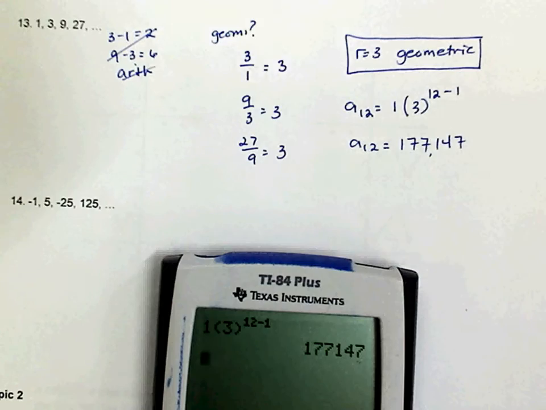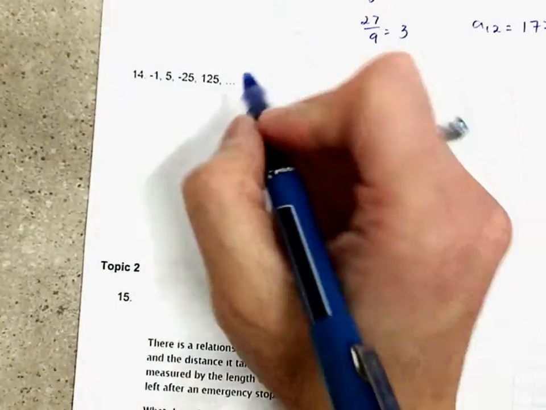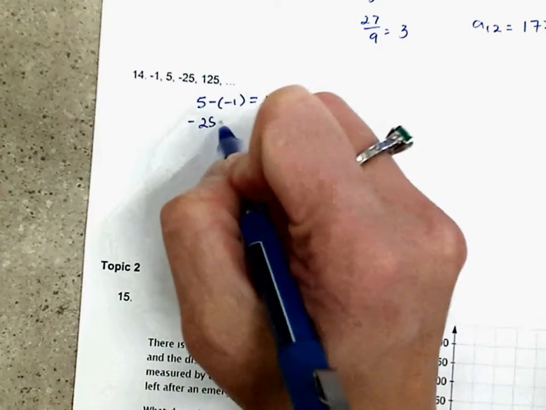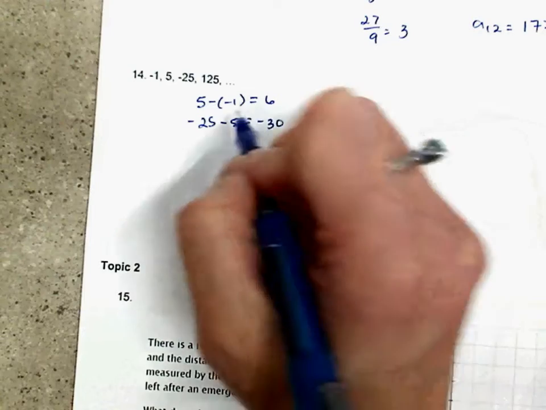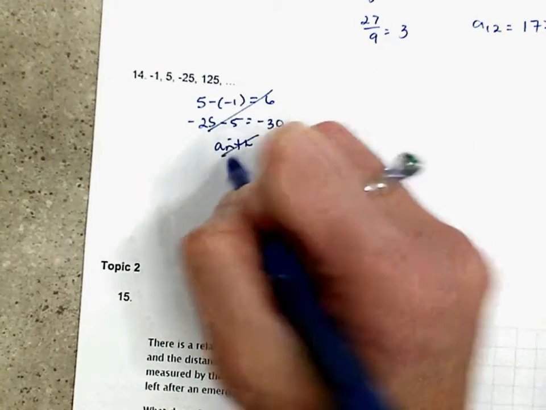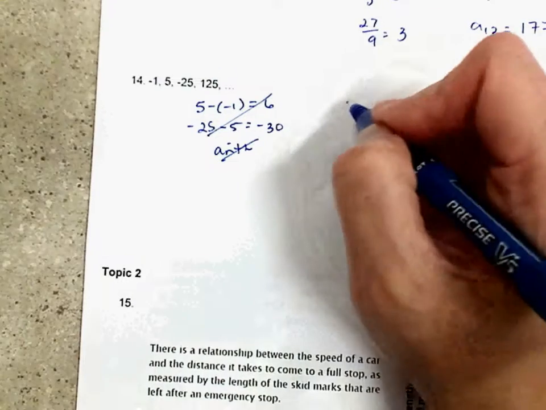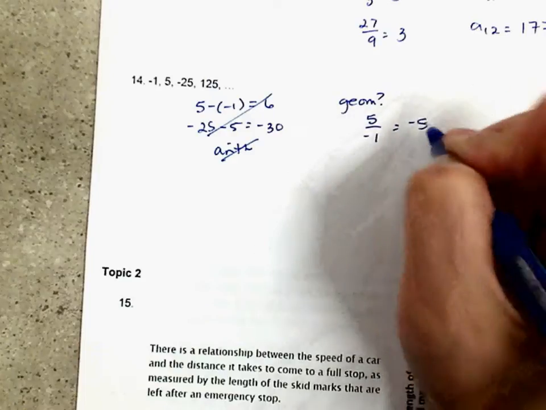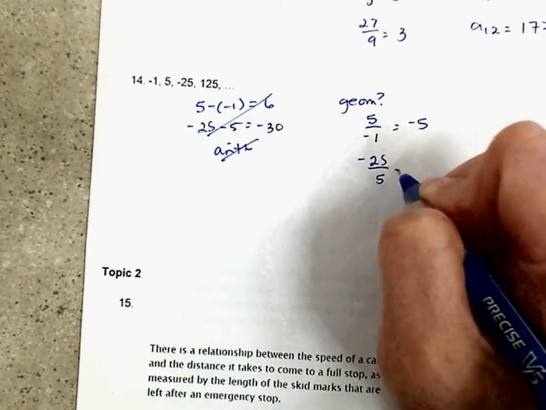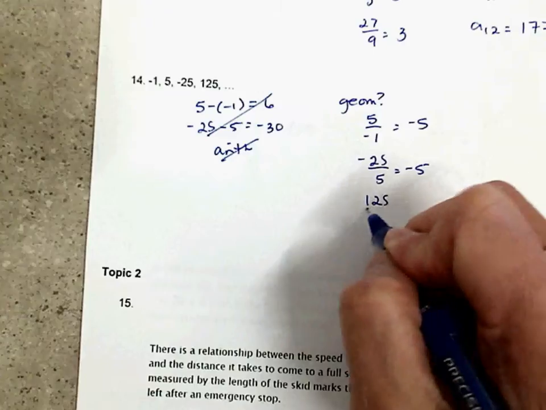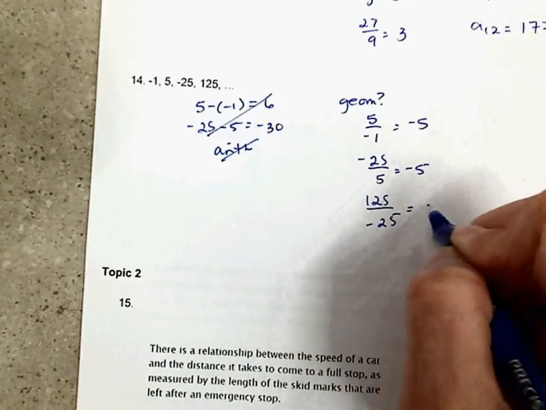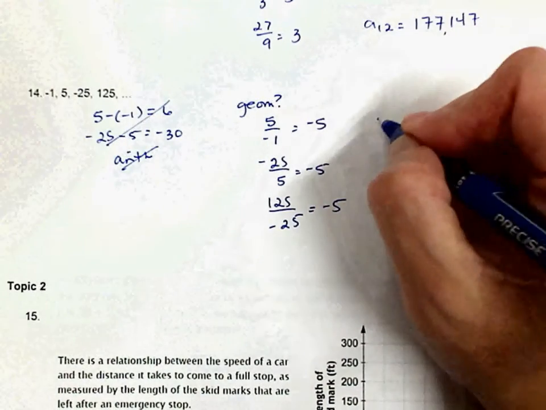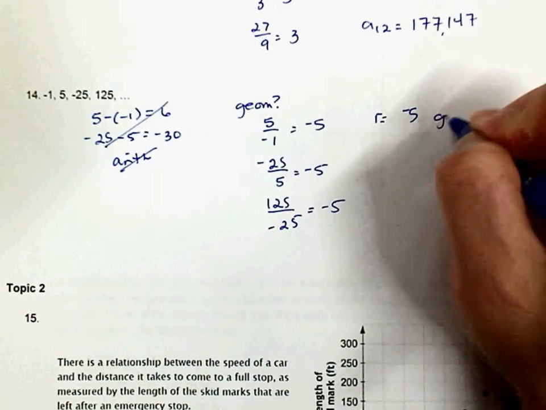Look at 14. All right. 5 minus negative 1 is 6. Negative 25 minus 5 is negative 30. So this cannot be arithmetic. Okay? So let's see if it's geometric. All right. 5 divided by negative 1 is negative 5. Negative 25 divided by the previous term is negative 5. 125 divided by negative 25 is negative 5. Notice they're all the same since they are division. Your r is equal to negative 5, and since you have an r, this is considered geometric.